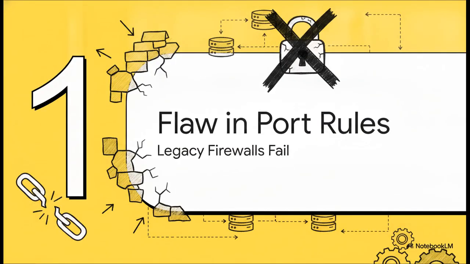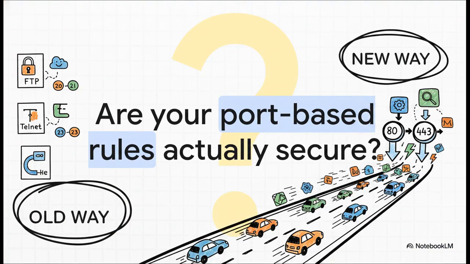Section 1. The flaw in port rules. We really need to look at why legacy firewalls are just failing us. To appreciate the solution, we have to understand exactly why the old way is broken. So, are your port-based rules actually secure? I mean, you might think you're safe because you're monitoring default ports like TCP/80 and TCP/443, right? But here's the reality. Developers now use these as generic transport protocols. This allows countless evasive applications to fly completely under the radar.